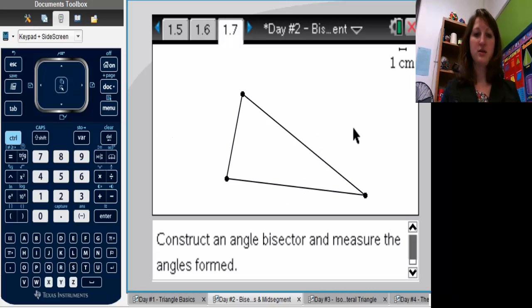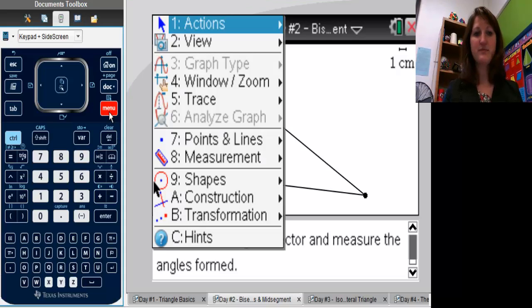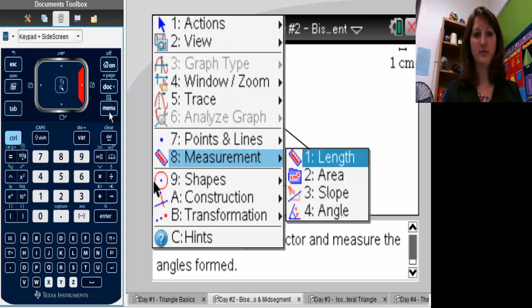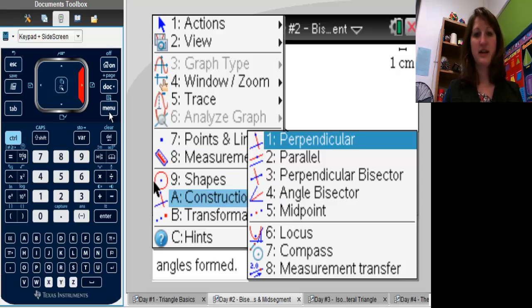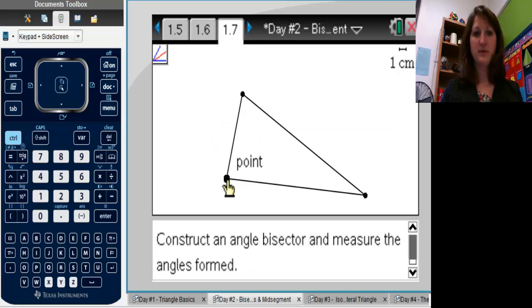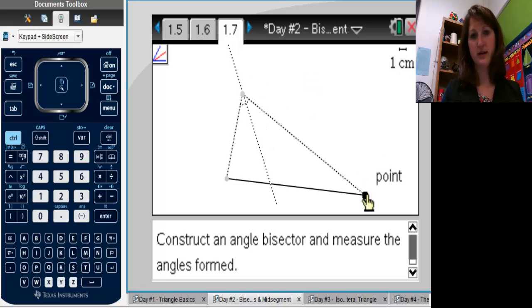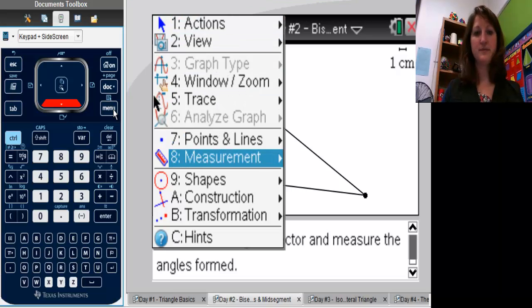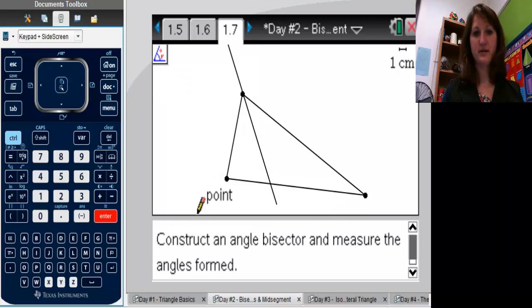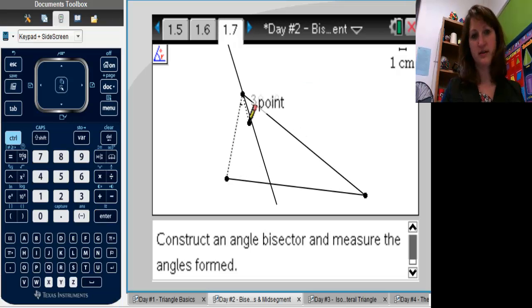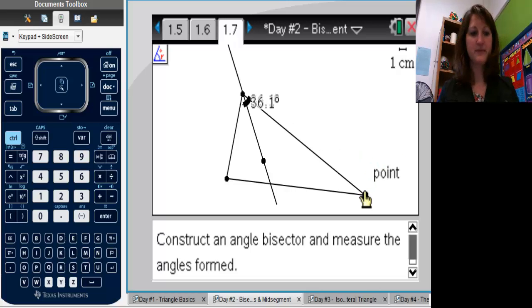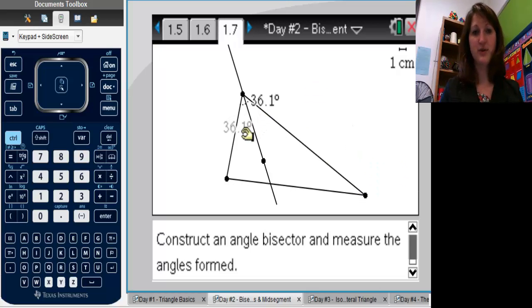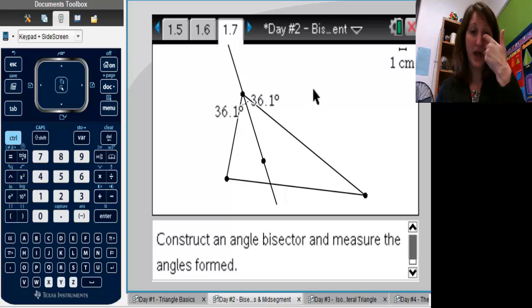Now, what I want to do here is construct an angle bisector and measure the angles that are formed. So, I'm going to construct an angle bisector, and you can pick whatever angle you would like. And then I want to measure the angles that are formed. So I'll measure the angles. So one right there, and then the other one right there. And what should happen is that those two angles turn out to be exactly the same size, which makes sense. That's why it said that they were cut in half.